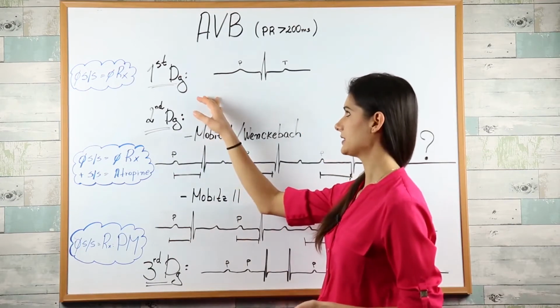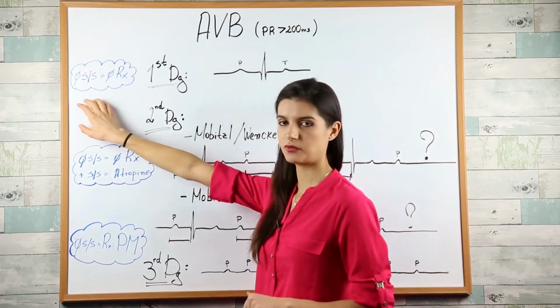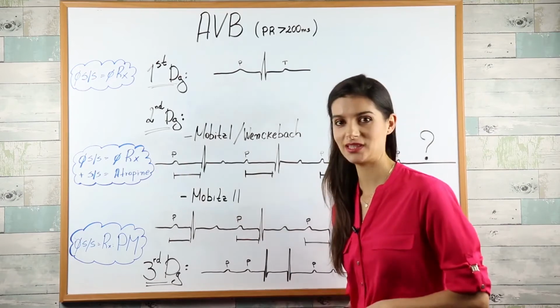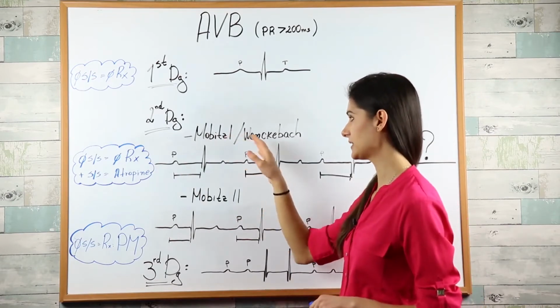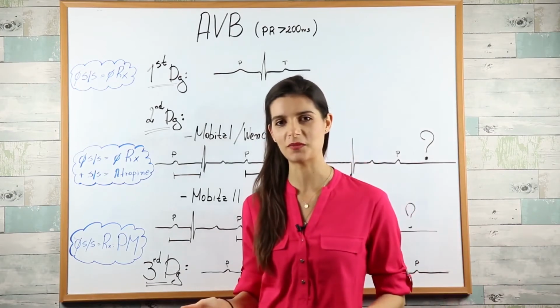Now the first degree is the easy one, it just has the prolonged PR interval, and if the patient is asymptomatic you do not need to treat him. The second degree is the interesting one. It's subdivided into Mobitz 1/Wenckebach and Mobitz 2. Now who are these people? Let's put faces on them.